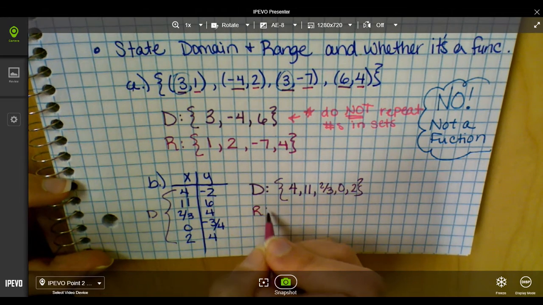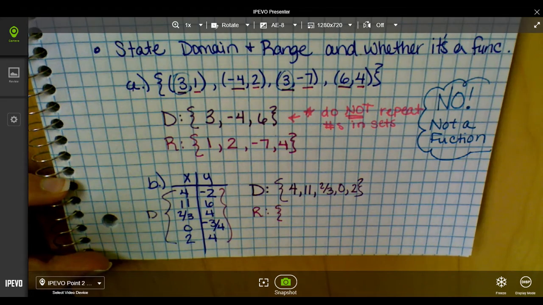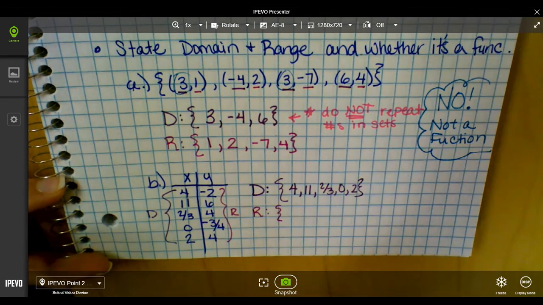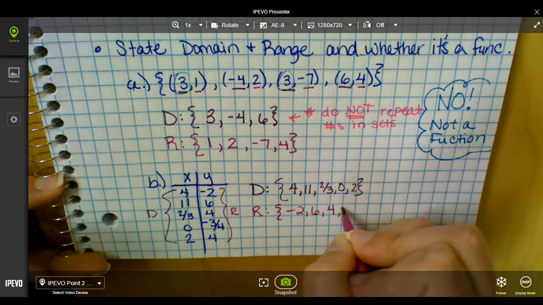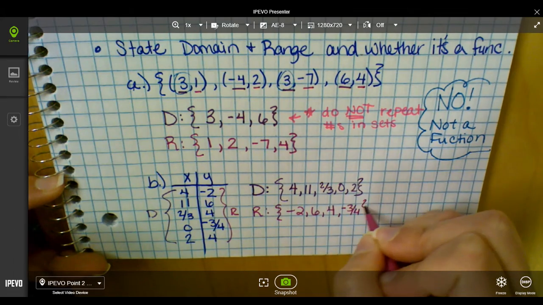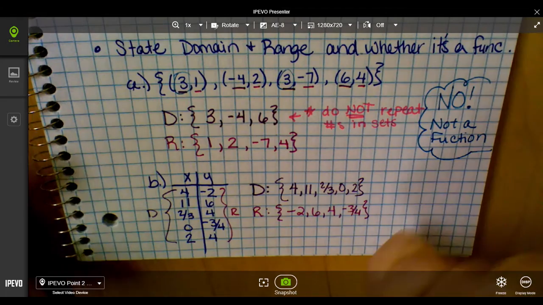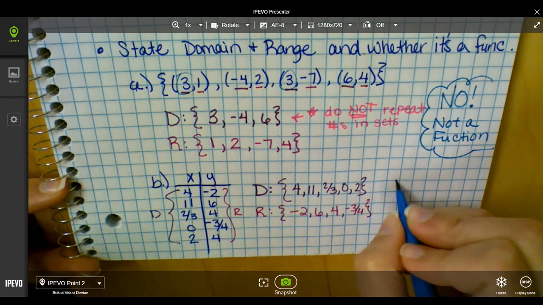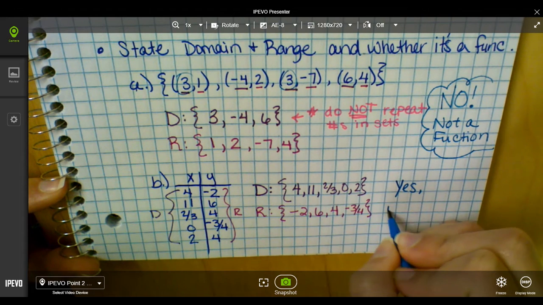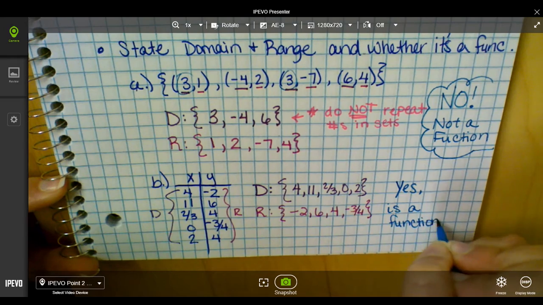My range, again, super easy. I have -2, 6, 4, -3/4, and 4. Remember, this 4 does not need to be repeated again. So once I have it in there already, it's good. So I just have -2, 6, 4, and -3/4. And then I just have to ask myself, is this a function? I just have to look at my x values. Did any of them repeat? No, they did not. So that means yes, this one is a function.